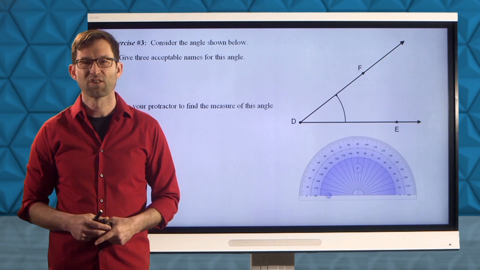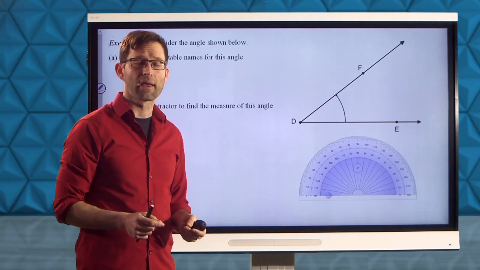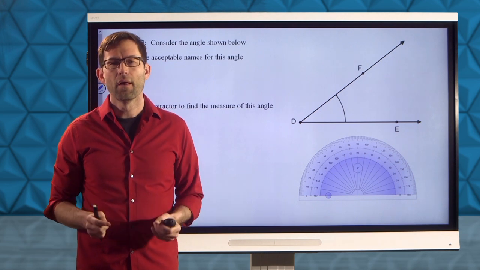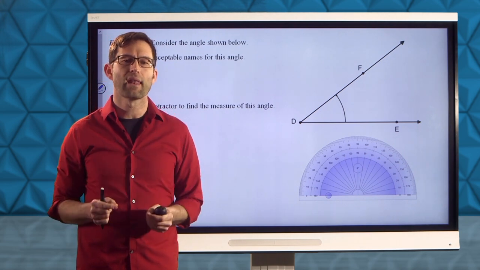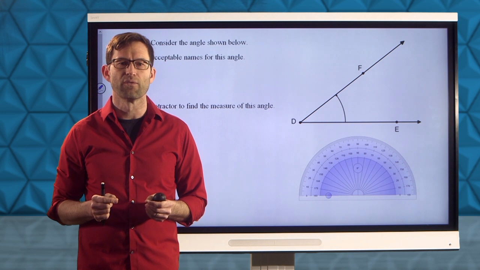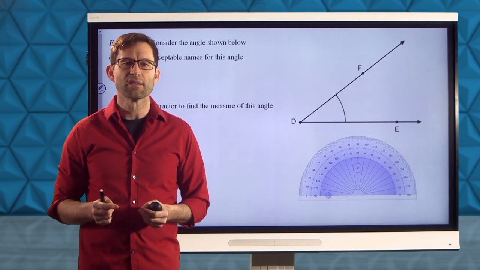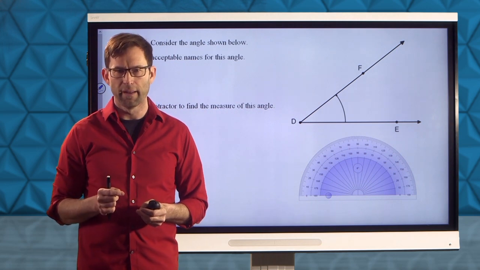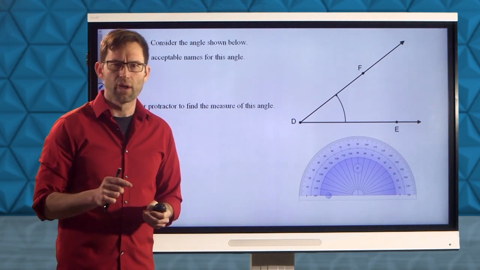All right, let's go through it. First, let's talk about the naming. Now, it may seem that this is somewhat trivial. How do you name an angle? But you would be surprised at how much this presents a difficulty for students. Time and time again, especially when we give you the name of an angle, students will get confused by it. So the first step is simply knowing how to name them.